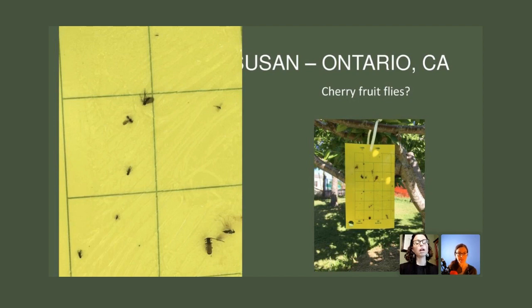Well, when I look at them, I'm looking at the size of them. I'm looking at what's in their wings. They have sort of banded wings for all the species that kind of run in that cherry fruit fly family or apple maggot family. That's the things that I am looking at.